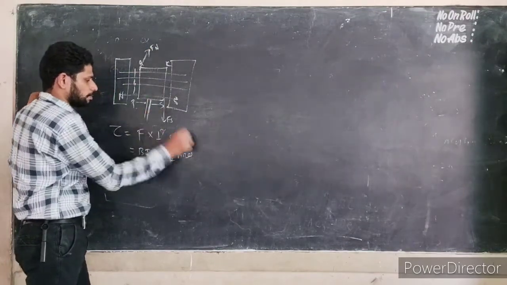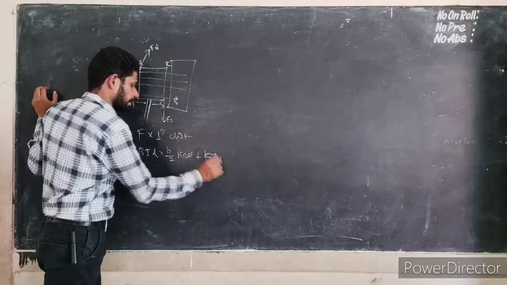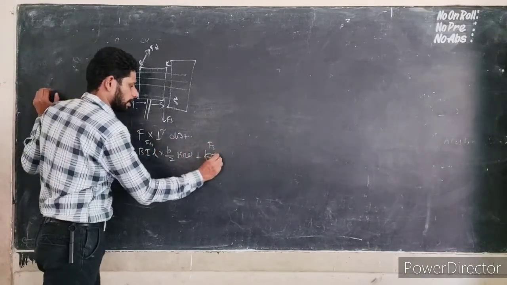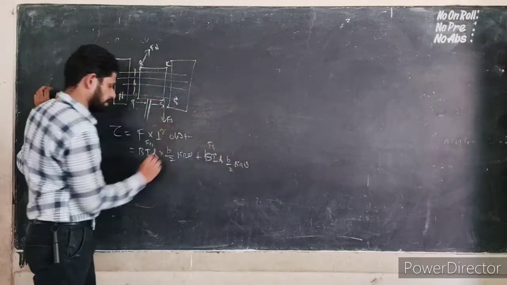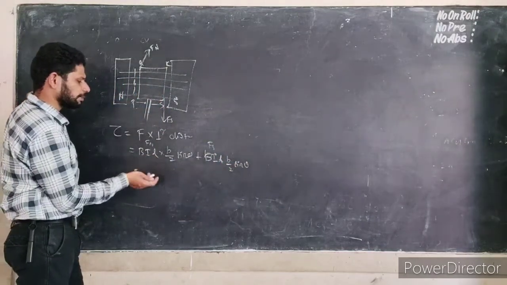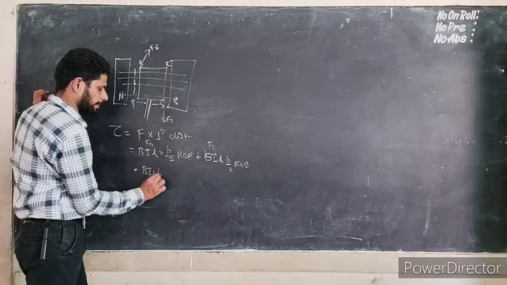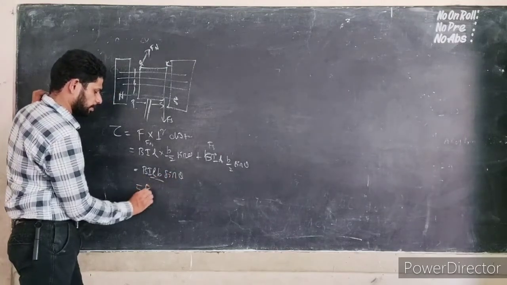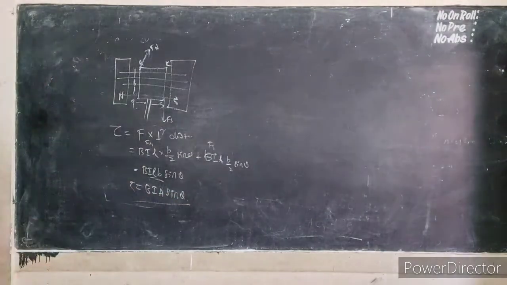So there are two forces acting, BIL. See, this is due to the north pole and this is due to the south pole. BIL, b by 2 sin theta. So b by 2 plus b by 2 becomes b sin theta. Length into breadth is nothing but your area. So torque will be equal to BIA sin theta.